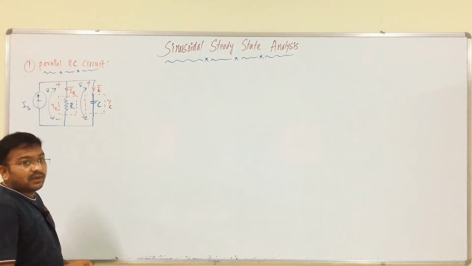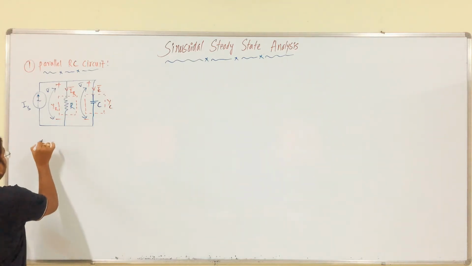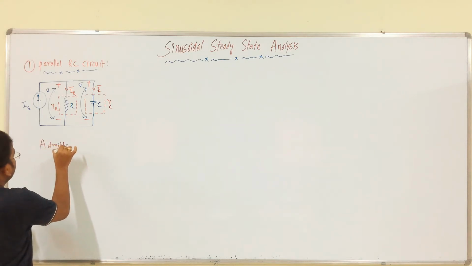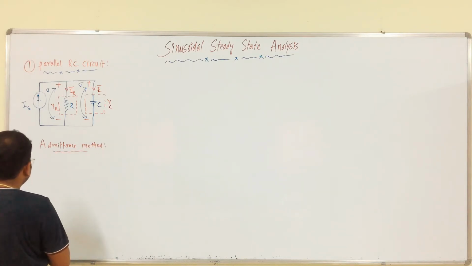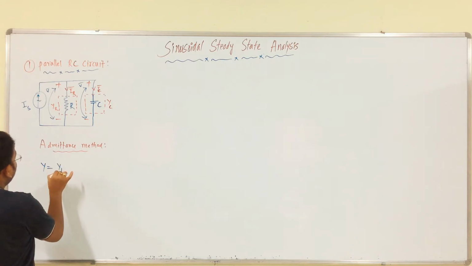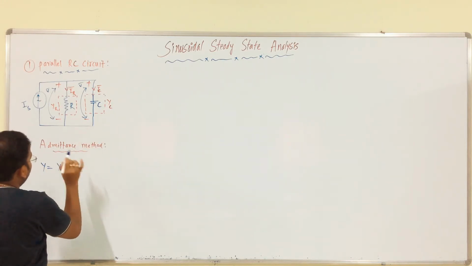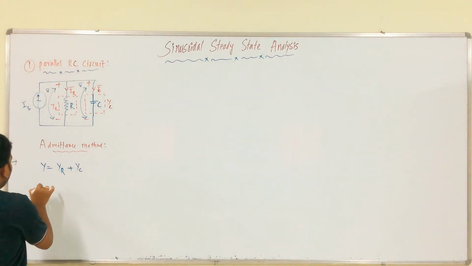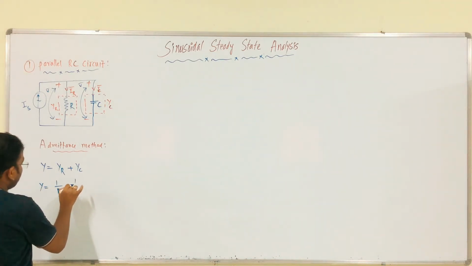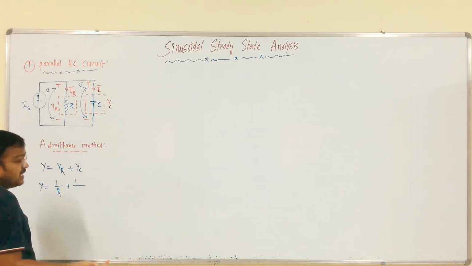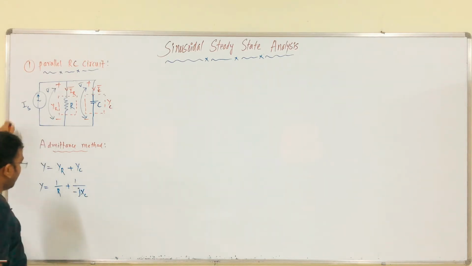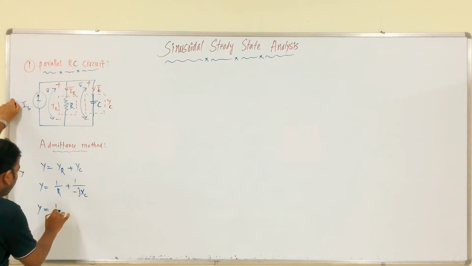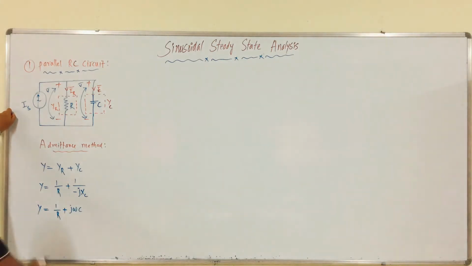Now we can do the analysis for parallel RC circuit. So the first method is the admittance method. So Y is equal to what? Here we have YR and YC, right? So YR is nothing but 1 by R. Sorry, ZC is nothing but minus jXC, so 1 by ZC is nothing but 1 by jXC, right? So we can write Y is equal to 1 by R plus j omega C. We can write like this.